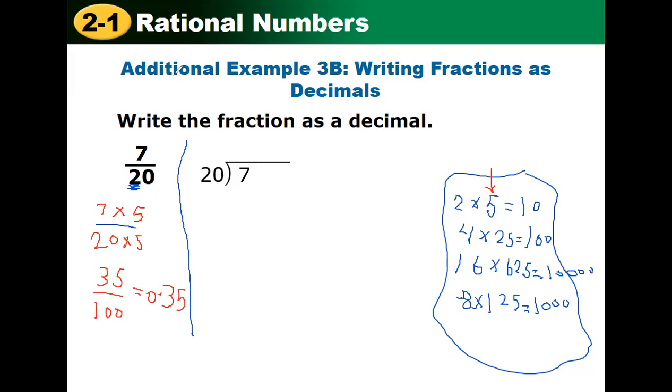Okay, so this is the first method. In case the denominator is in this list, then we can multiply both numerator and denominator by it, and then we will change it into a decimal.